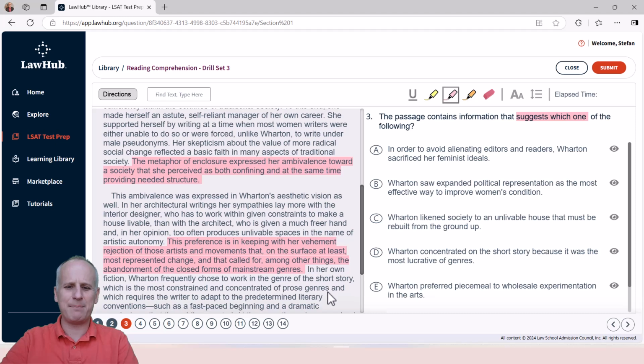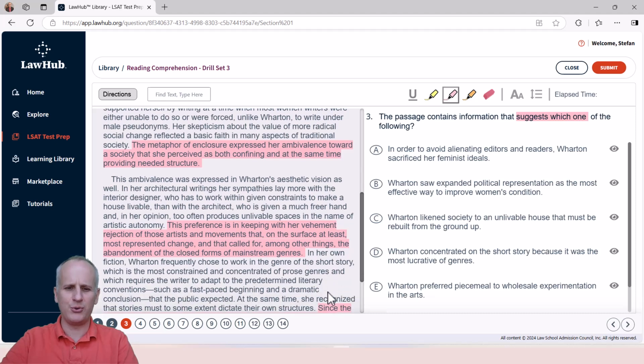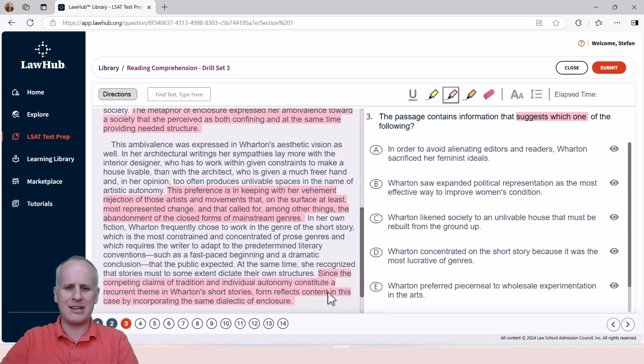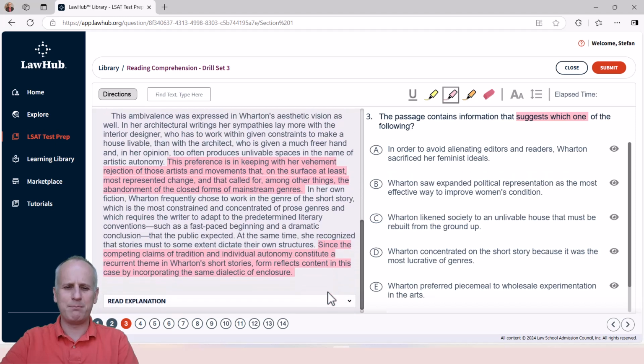This preference is in keeping with her vehement rejection of those artists and movements that, on the surface at least, most represented change, and that called for, among other things, the abandonment of the closed forms of mainstream genres. Since the competing claims of tradition and individual autonomy constitute a recurrent theme in Wharton's short stories, form reflects content, in this case by incorporating the same dialectic of enclosure.